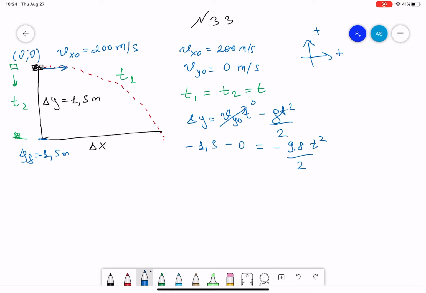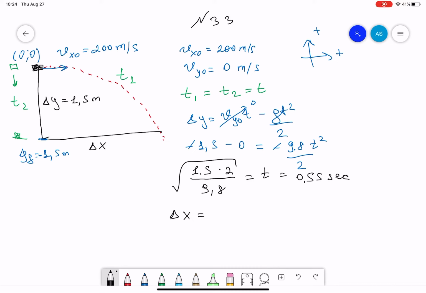Now you do cross multiplication, then the minus will cancel, and you should have t equal to the square root of 1.5 multiplied by 2 divided by 9.8. Now if you do the calculation, you will find that your time is equal to 0.55 seconds.